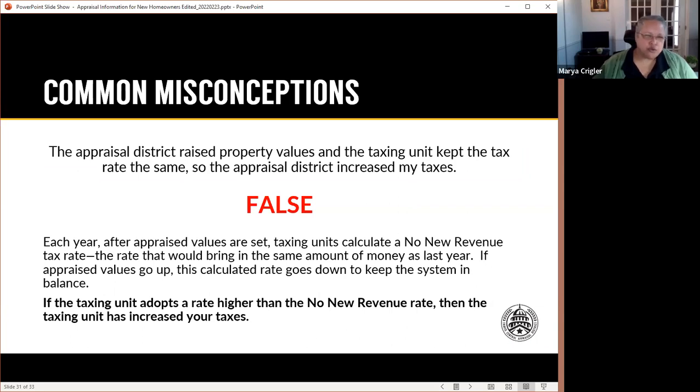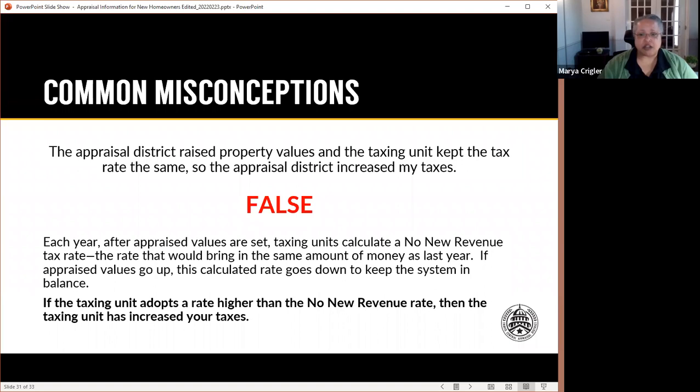But you've got to remember the no new revenue rate. Remember we talked about that no new revenue rate and the fact that it's a reset. If appraised values go up, that no new revenue rate goes down. That becomes your new starting point. That's a reset. That no new revenue rate is what you should compare to, not last year's rate.